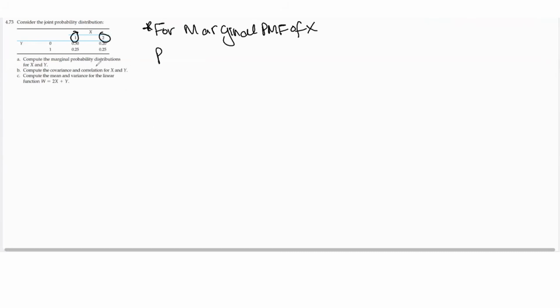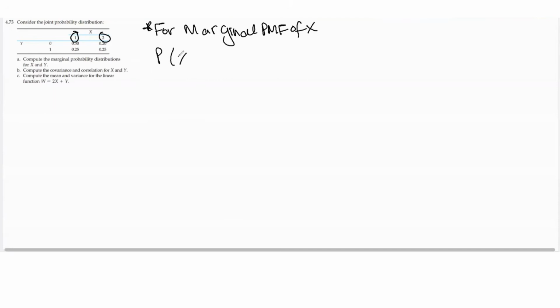Because the joint PMF gives us joint probabilities, right? This is not the probability that x is 1, neither is this the probability x is 2. This is the probability x is 1 and y is 0. The joint PMF gives us the joint probabilities of both x and y. From the joint PMF, we want to find the marginal PMF of x, which will state all the values that x can take, which we know are 1 and 2 in this case, and their own probabilities.